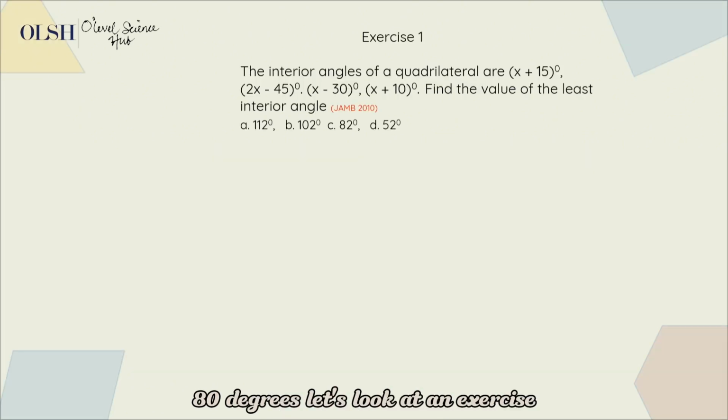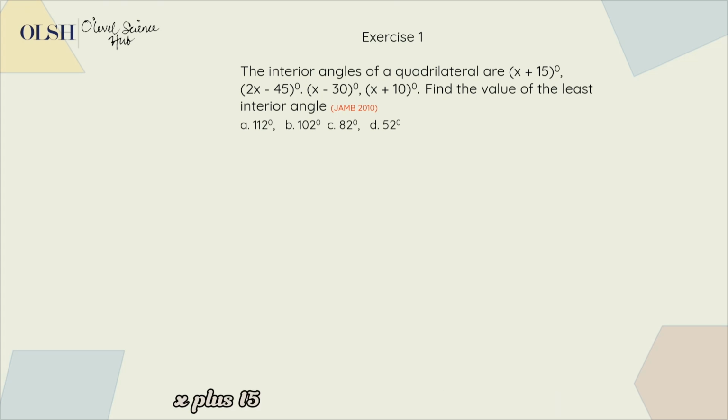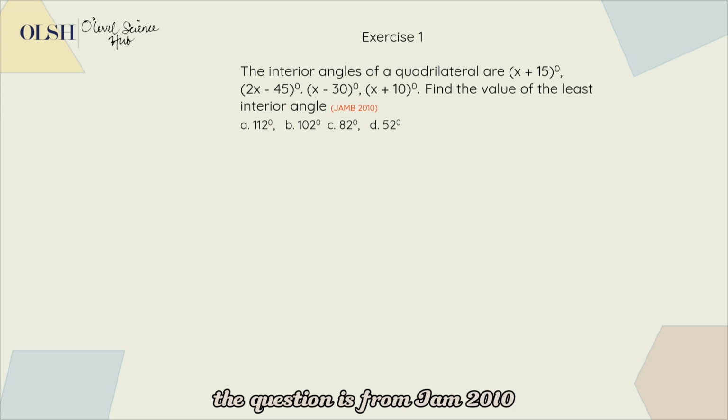Let's look at an exercise. The interior angles of a quadrilateral are x plus 15 degrees, 2x minus 45 degrees, x minus 30 degrees, x plus 10 degrees. Find the value of the least interior angle. The question is from JAM 2010.